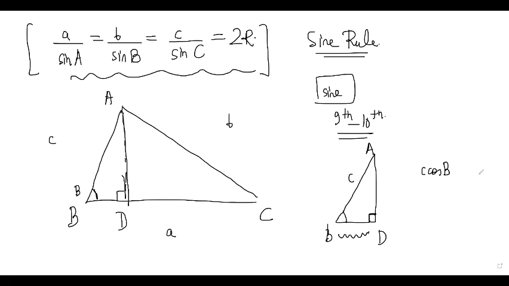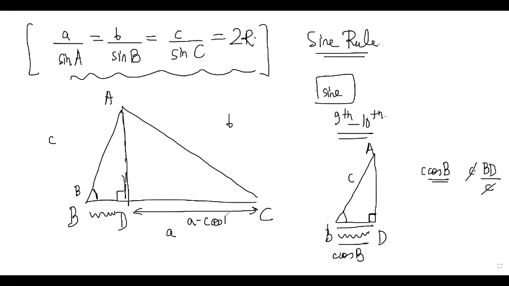If you think about it, cos B is what? Cos B is BD by AB, right? And AB is called C. So C into BD by C, so that is going to be BD. So it is C cos B here. And if this is C cos B, obviously this remaining side will be A minus C cos B, right? Because the whole length was called A, correct? And if this is A minus C cos B, let's also find out what is AD.